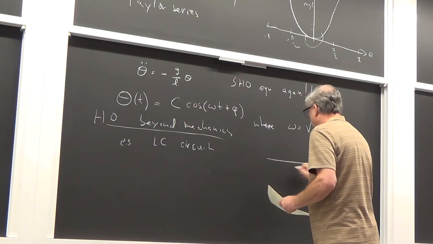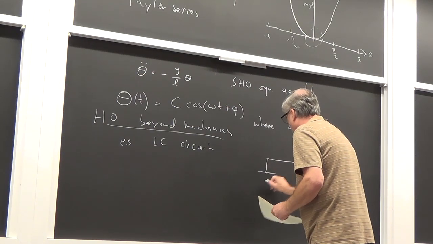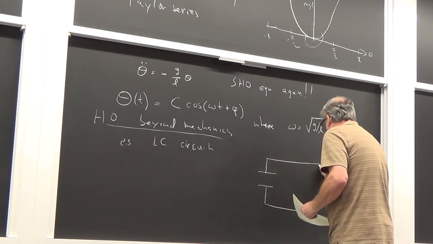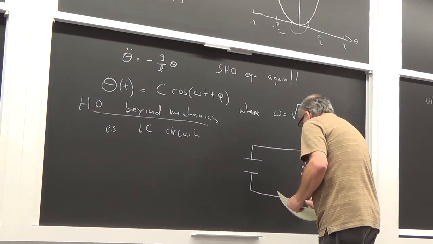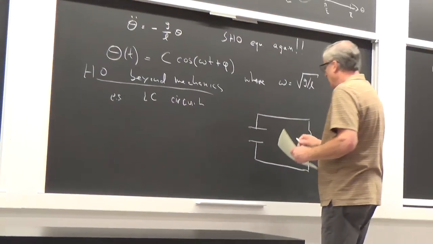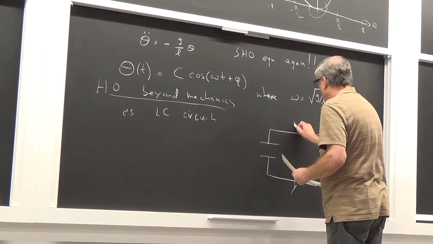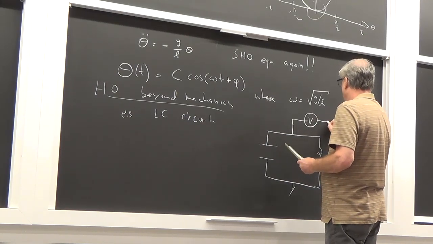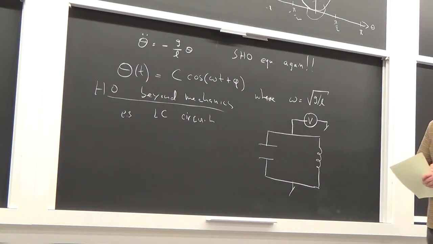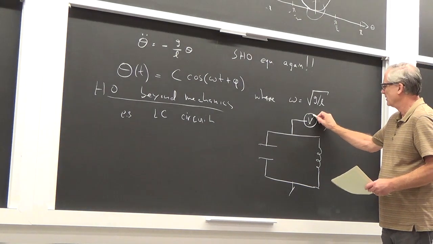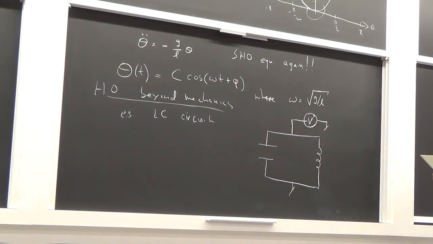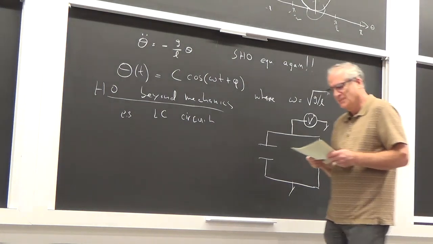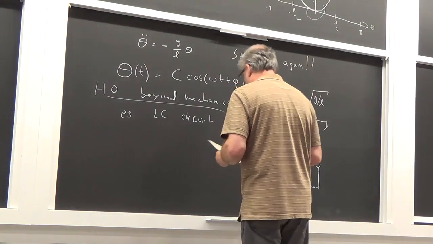So what do we have? We have a capacitor tied to an inductor. And we can put a voltmeter or an oscillator across that system. Okay, that's supposed to represent a voltmeter. And so we're going to measure the voltage as a function of time, or maybe something related to voltage as a function of time.